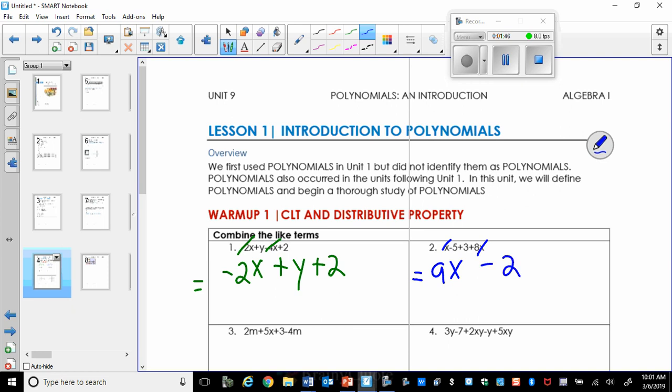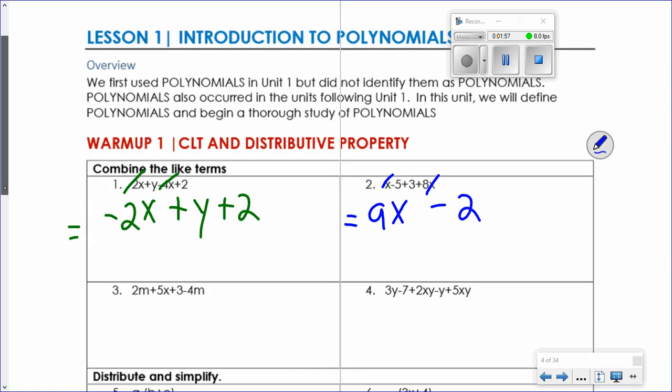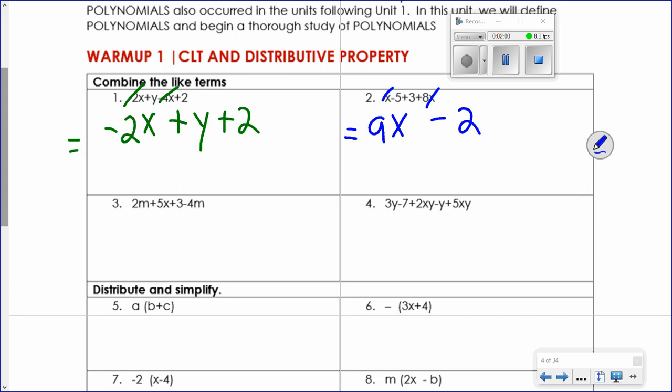Is anybody confused about the process? What are the like terms? I'm not entertaining you. Next, I have 2m's minus 4m's, negative 2m's. Those go away. Then I'm left with plus 5x, and then positive 3. You cannot combine these two terms. Those are different terms. Is that understandable for everybody? The variable's different. You cannot combine them.